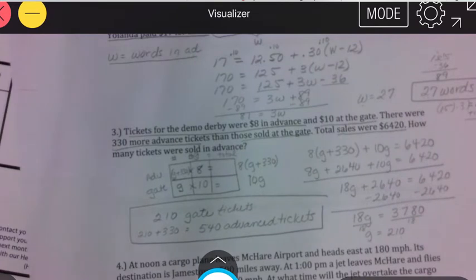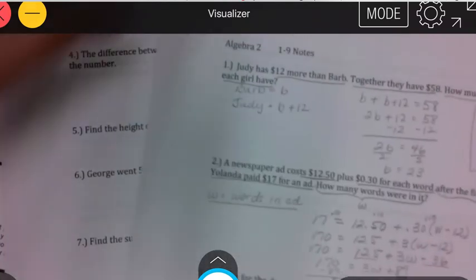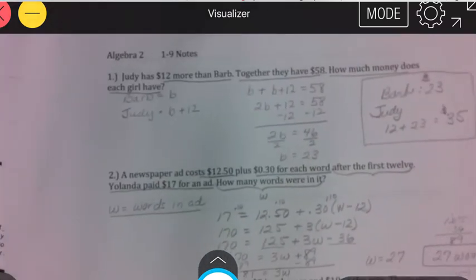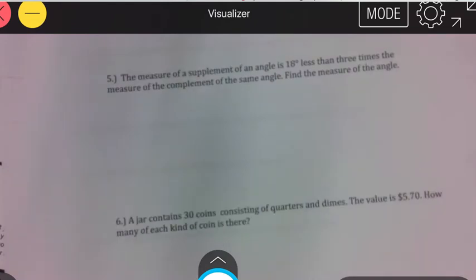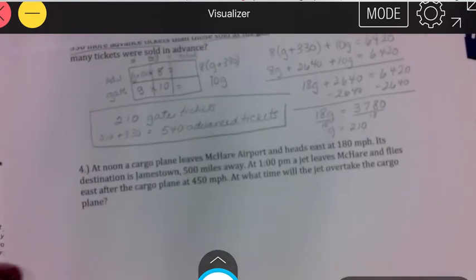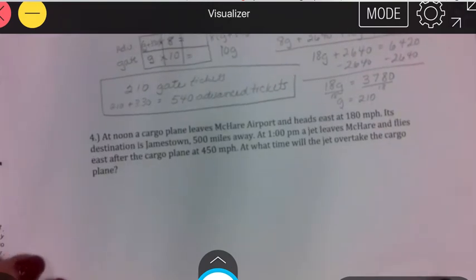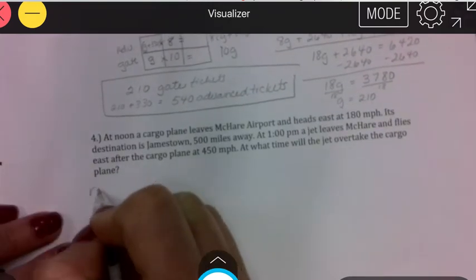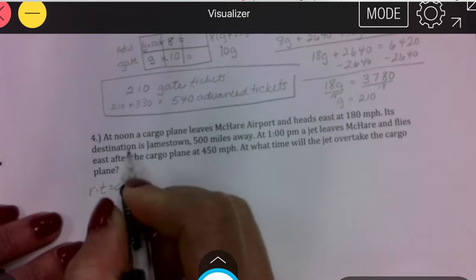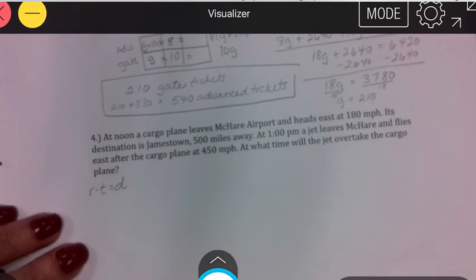And that would be my answer. On problem 4, we have a rate times time is equal to distance problem. And that's going to be the equation that we set up, and we're going to use a chart like we did up on problem 3.